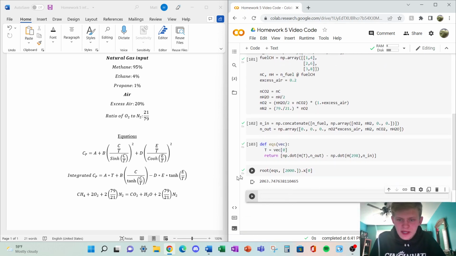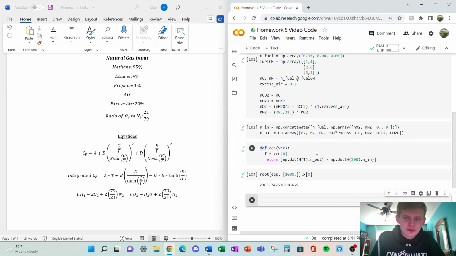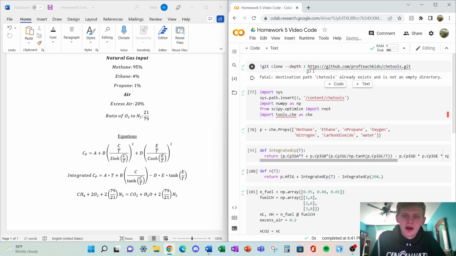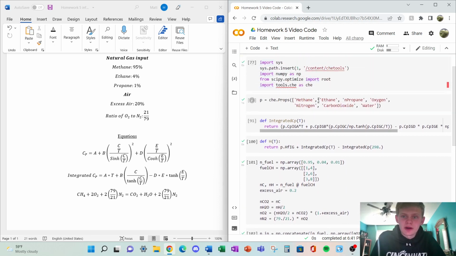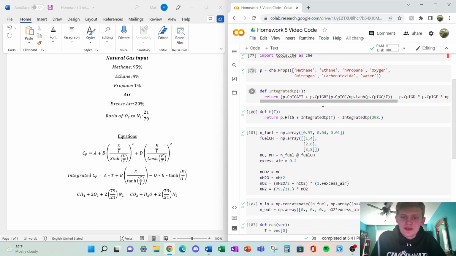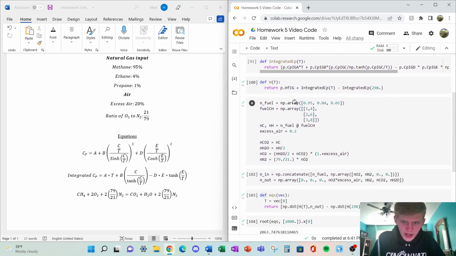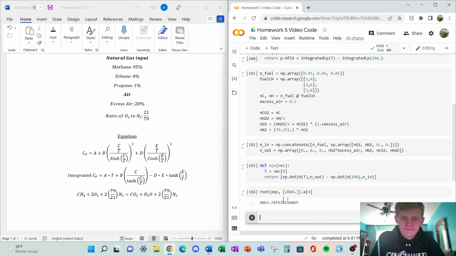And this is what we get. This is our adiabatic flame temperature from our code, using all of our chemistry tools and our properties for methane, ethane, oxygen, nitrogen, propane, and everything else you see here. Using those values and then using our dot products and the number of moles we found, we got our adiabatic flame temperature.